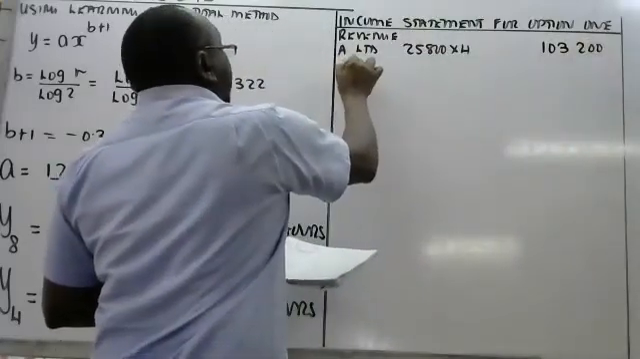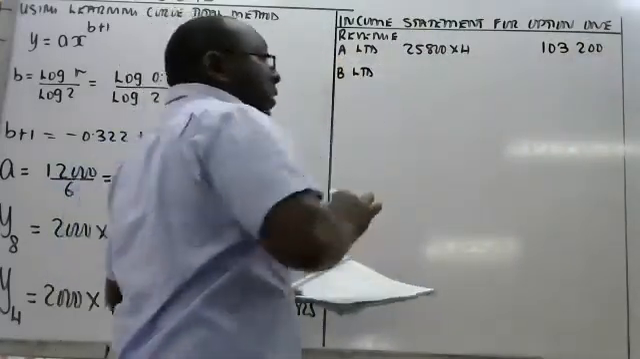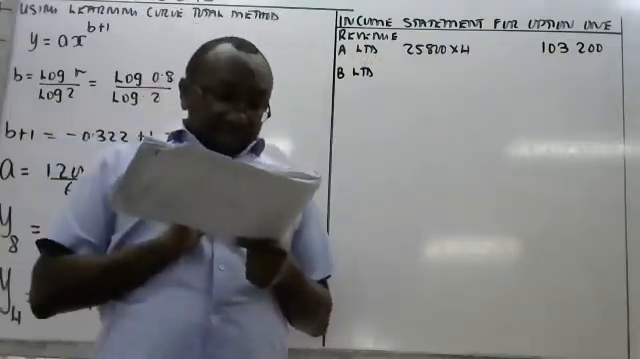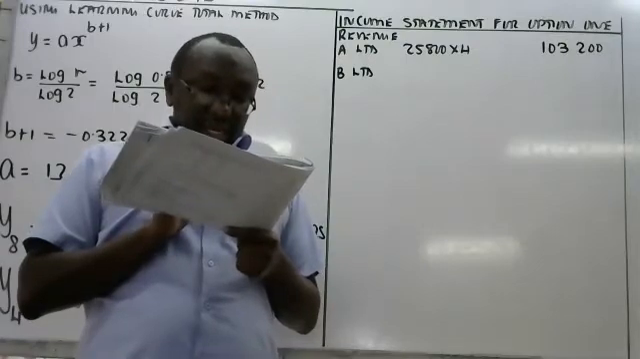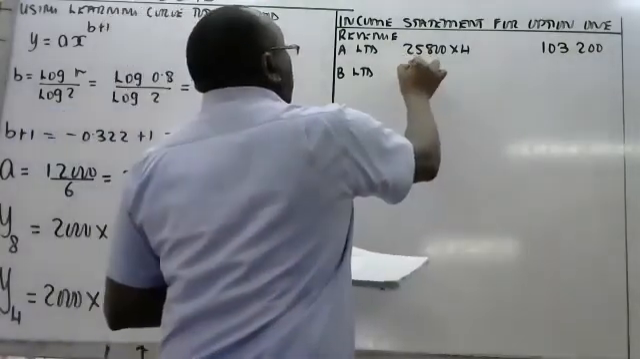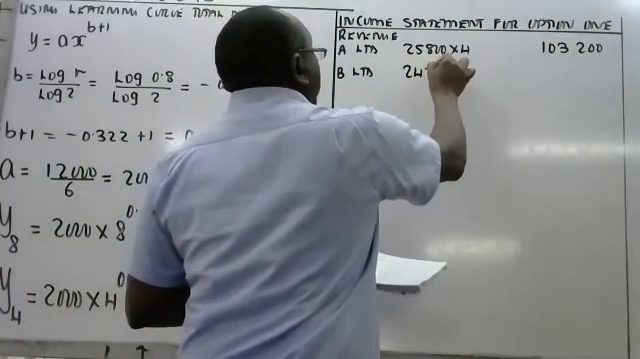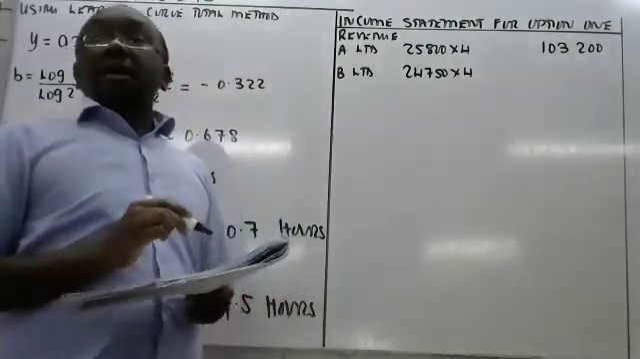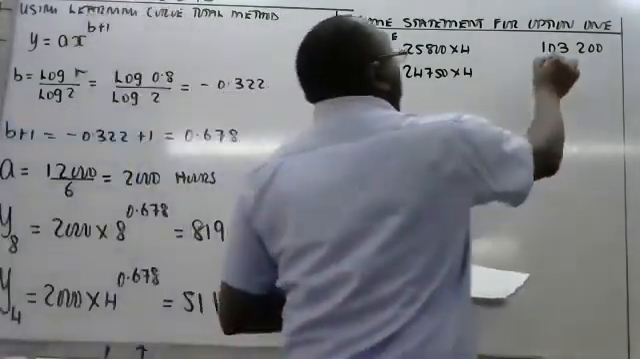Then B Limited, according to option 1, they are willing to pay 24,750. 24,750 times 4 is 99,000.